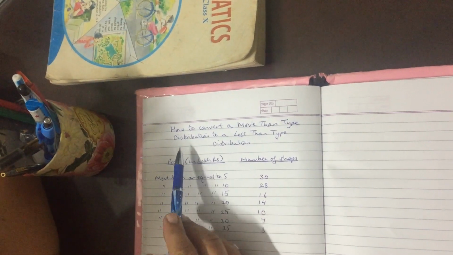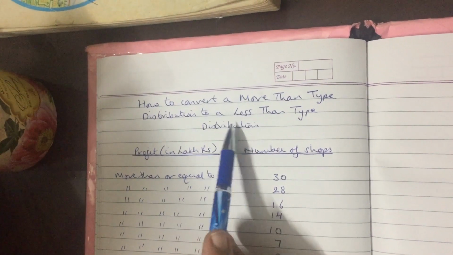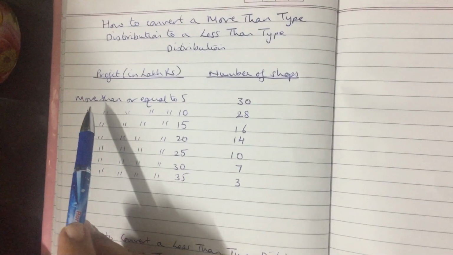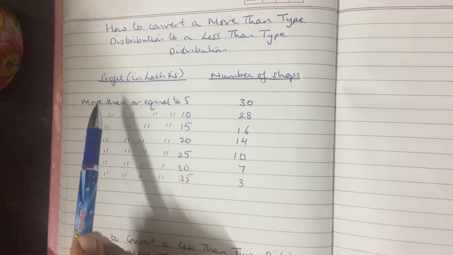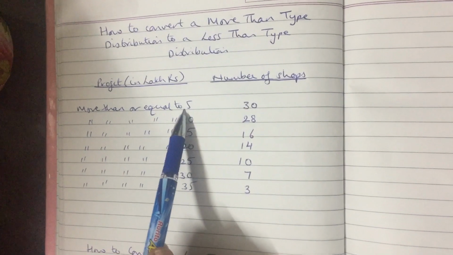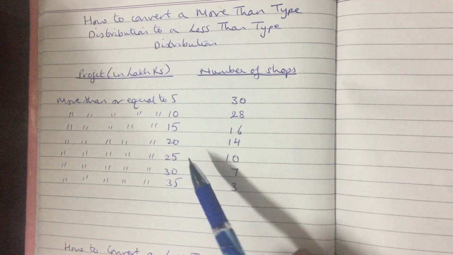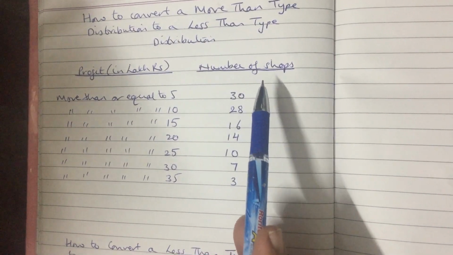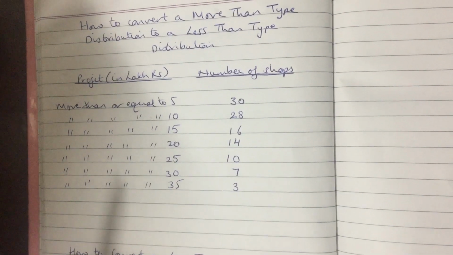Today's topic is how to convert a more than type distribution to a less than type distribution. What you're given is a more than table, which is profit in lakh rupees. You're given more than or equal to 5 and so on, and these are the number of shops. Now in the question, it will never be specified whether this is frequency or cumulative frequency. So there is some advice I would like to give you.